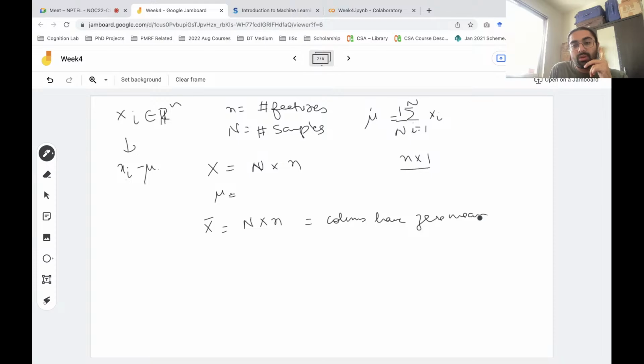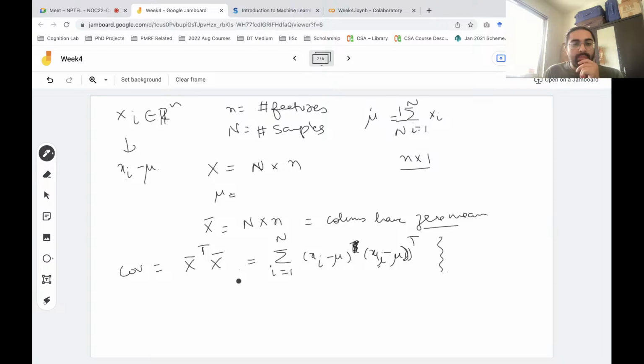Now once you have this, you can take X bar transpose X bar. This will be the sample covariance matrix. This is because you can see this as the sum over i equal to 1 to N of (Xi minus mu) times (Xi minus mu) transpose. Okay, this is how you get your sample covariance.